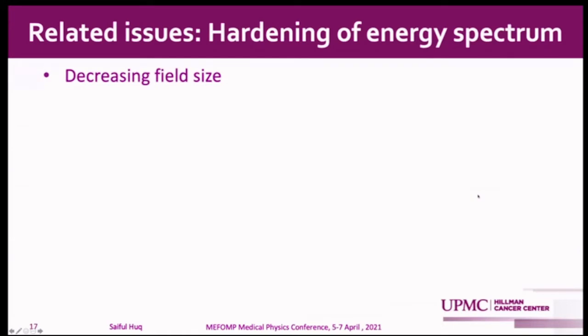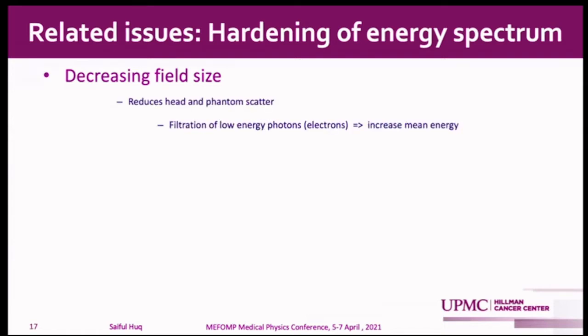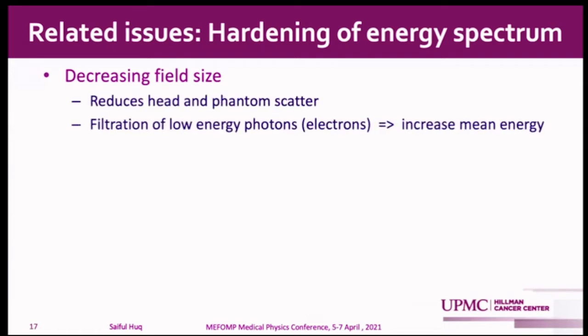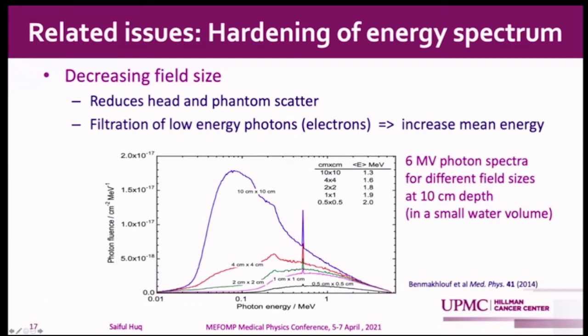So what are the issues of decreasing field size? There are 2 important aspects that need to be considered for the dosimetry of small photon fields. One is the hardening of the energy spectrum and its influence on the water to air stopping power ratios. As the field size is decreased, the head scatter is reduced, and the phantom scatter is also reduced because we are irradiating a small phantom volume. This results in the filtration of the low energy photons and therefore the low energy electrons, and that increases the mean energy of the respective spectra.